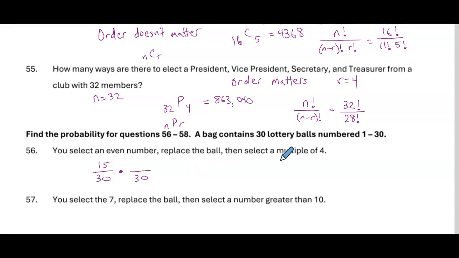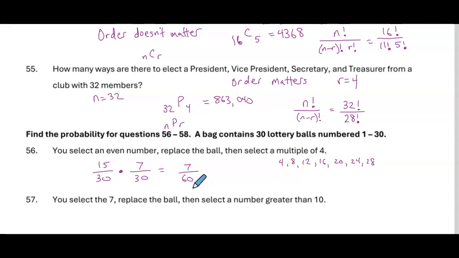Select a multiple of 4. So that could be a 4, could be an 8, 12, 16, 20, 24, 28. So those are all the balls in the bag that are multiples of 4. There's 7 of them. So 7 out of 30. So if you multiply that out, it reduces to 7/60.